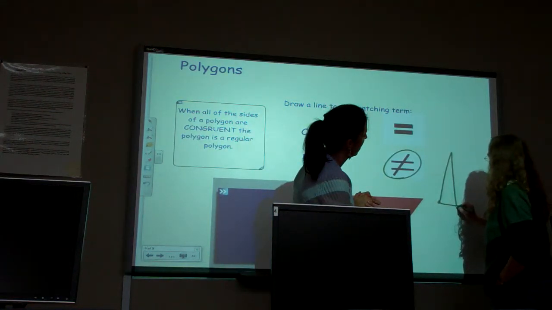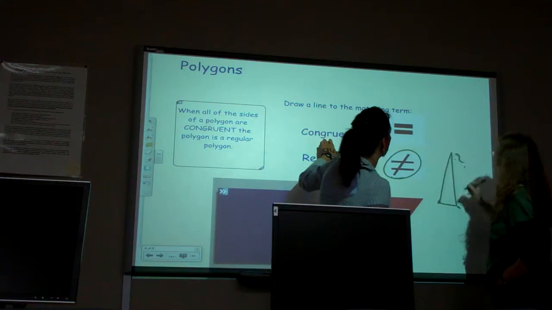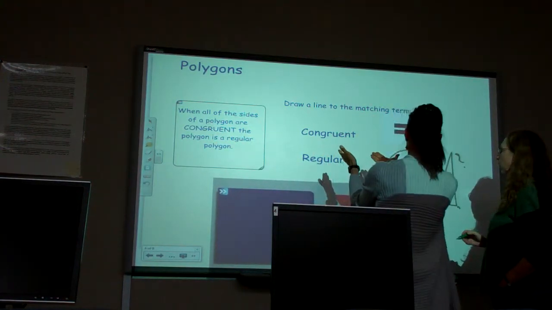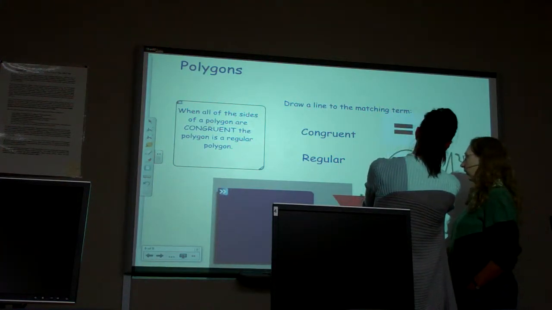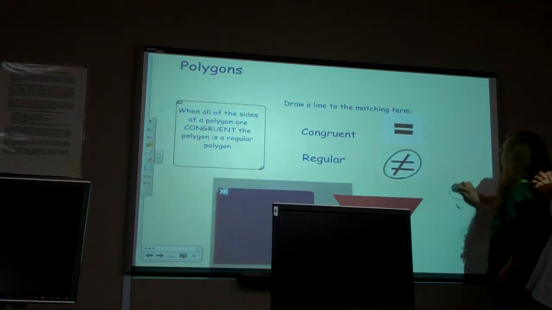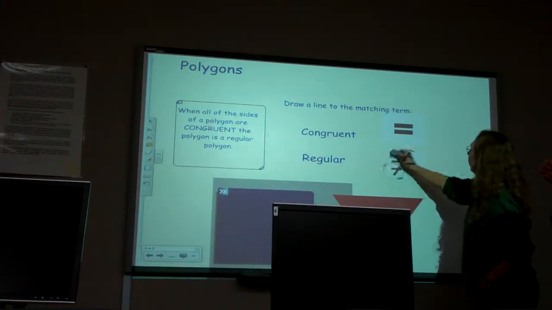It's closed. No, let's go back to our definition. Congruent means regular. Do you think the word congruent means equal or not equal? Oh. What do you think? Okay. Try again. What do you think?